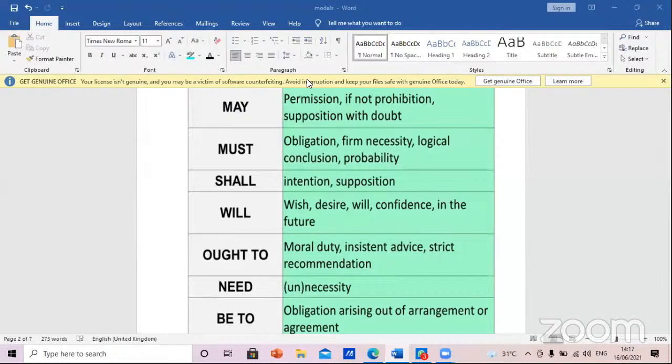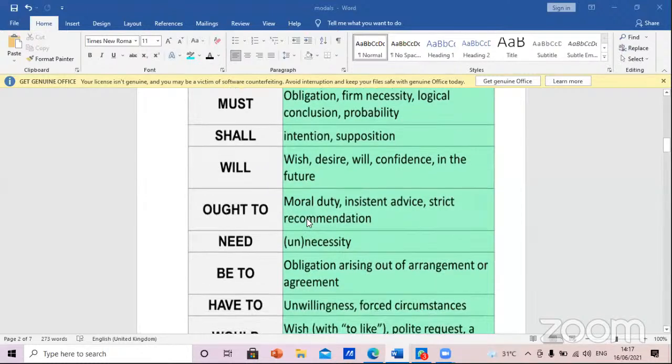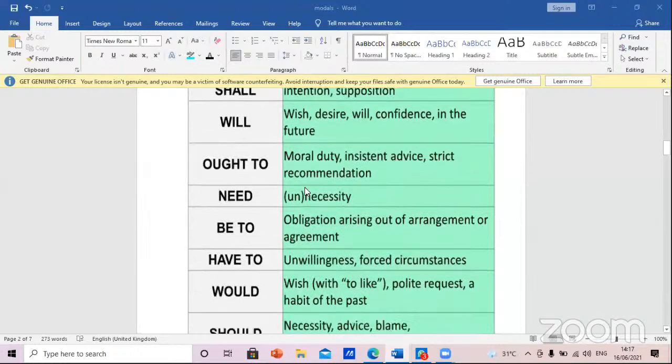So most of the time, shall and will are used to ask questions. Most of the time we use them in questions. Then ought to. You don't need all of these things, but it is my responsibility to give you all the models. That's why I'm just mentioning.